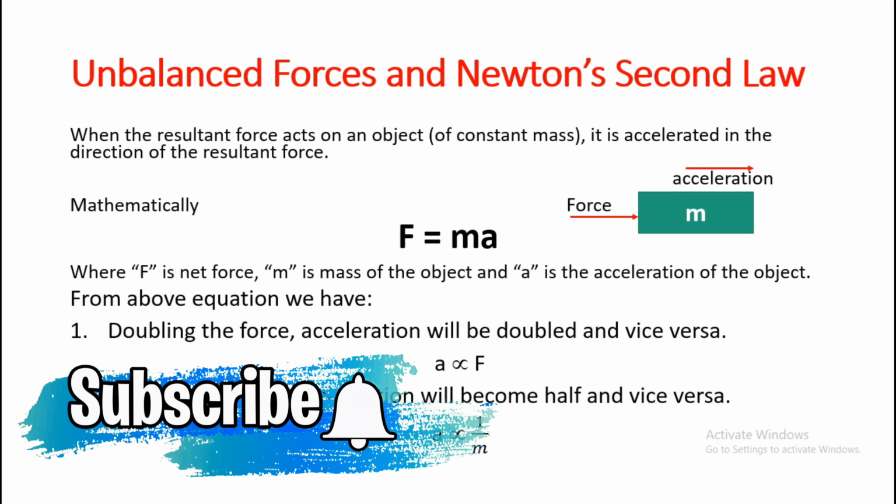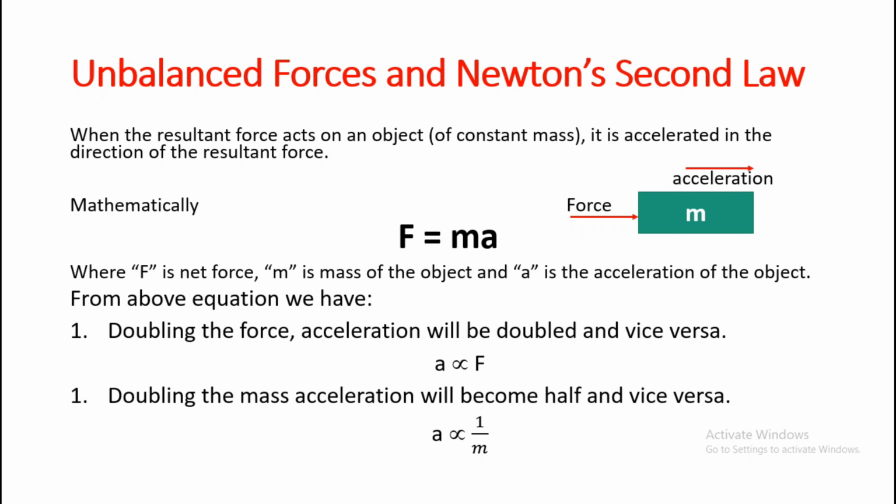Unbalanced forces and Newton's second law. When the resultant force acts on an object of constant mass, it is accelerated in the direction of the resultant force. That is, when force is applied on a body, it moves in the direction of net force. Or we can say that acceleration is produced in it in the direction of net force. Mathematically, Newton's second law is written as F = ma, where m is mass, a is acceleration, and F is net or resultant force.